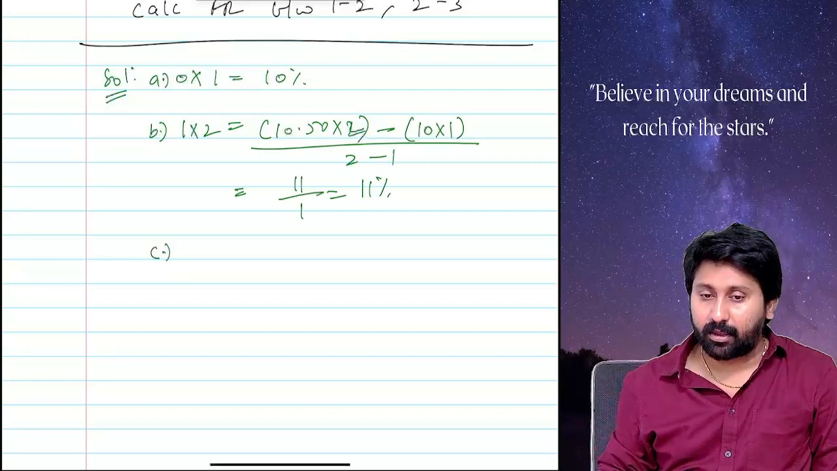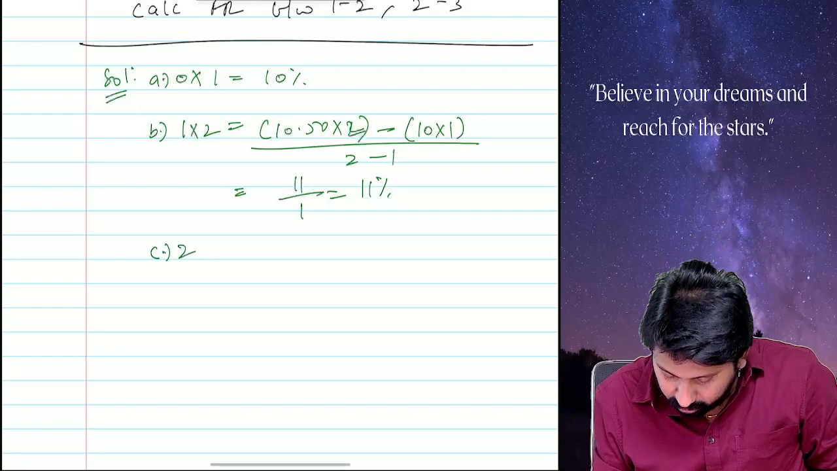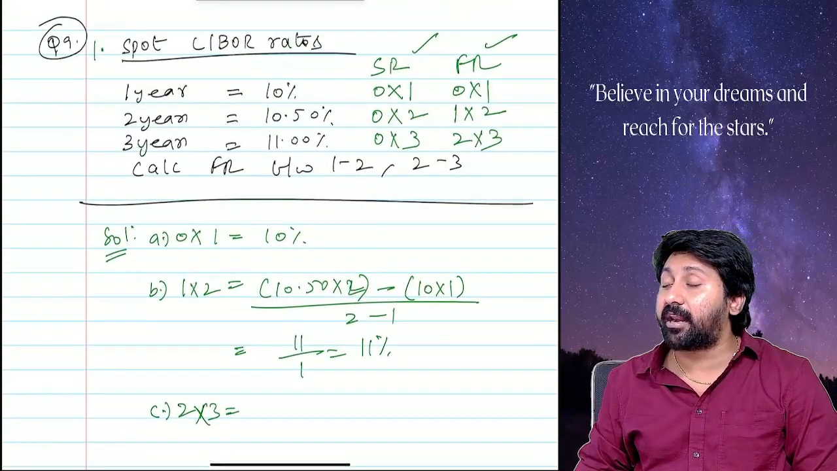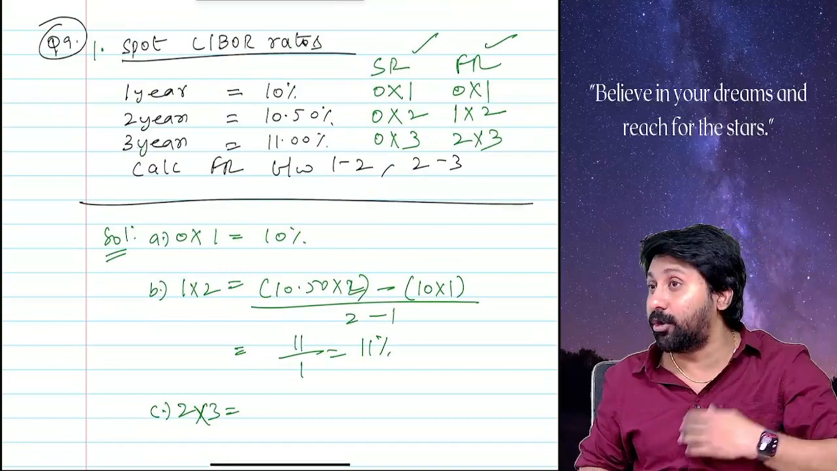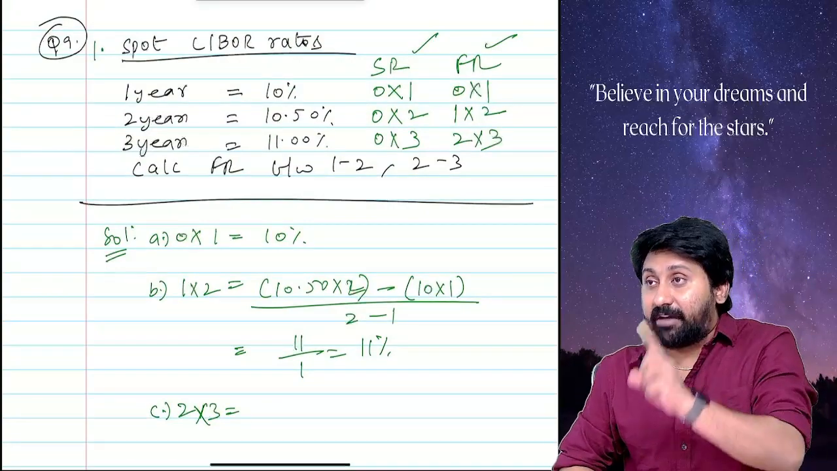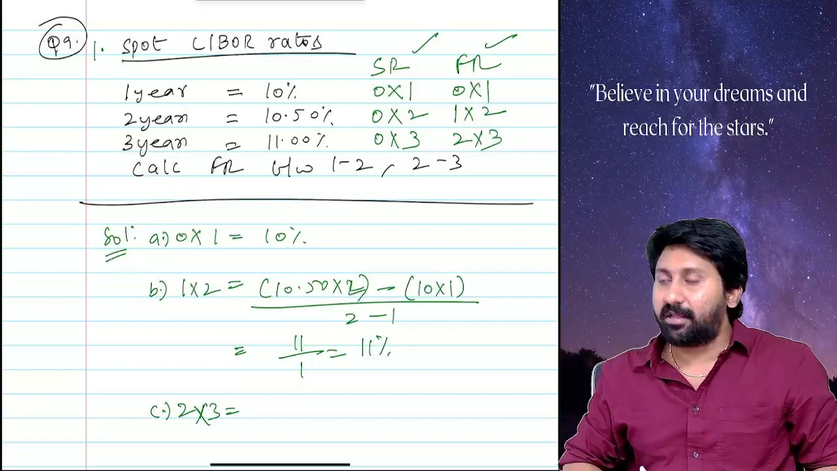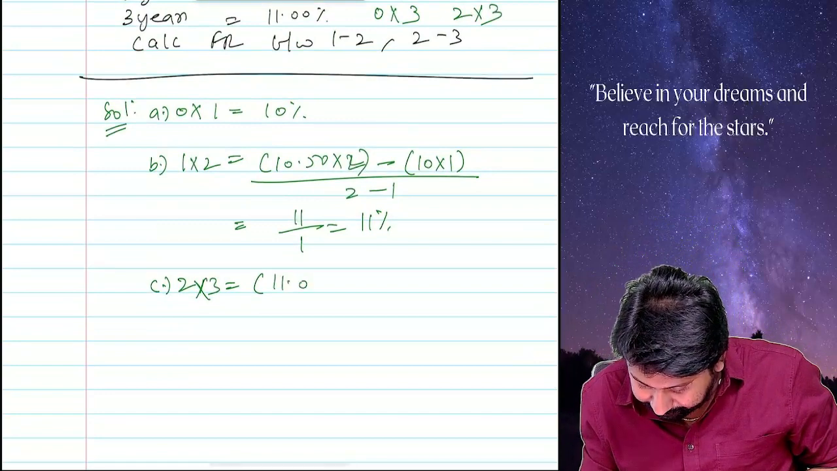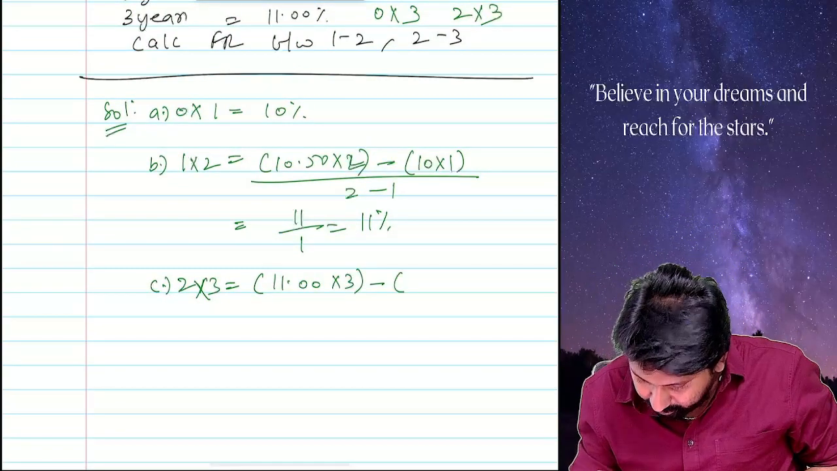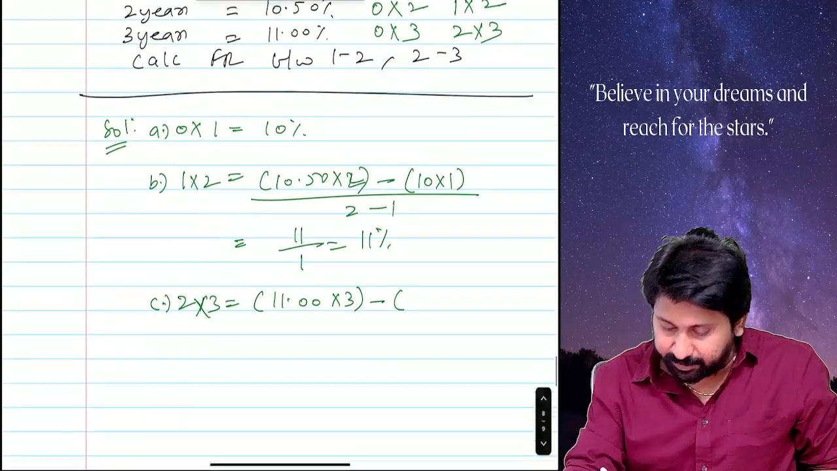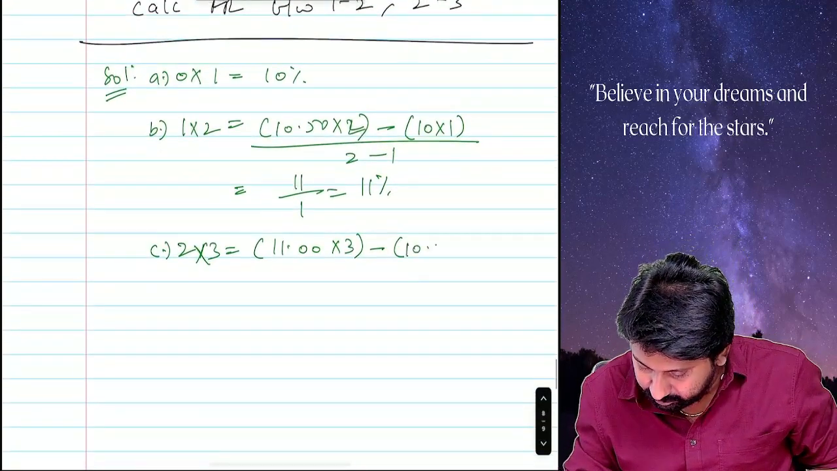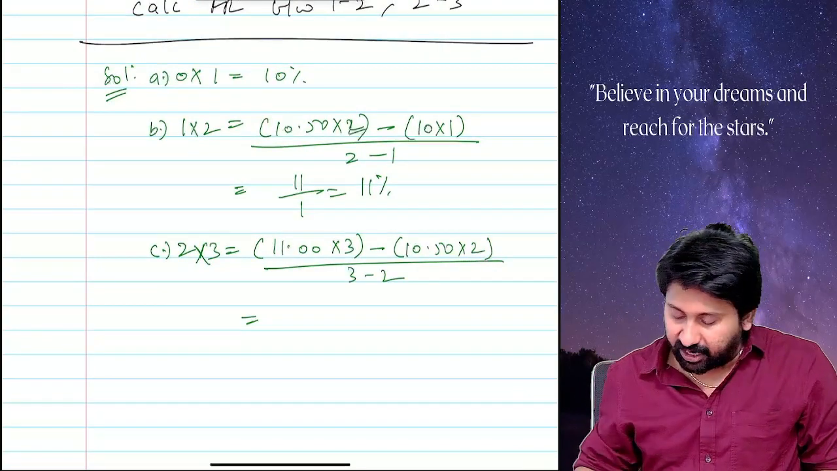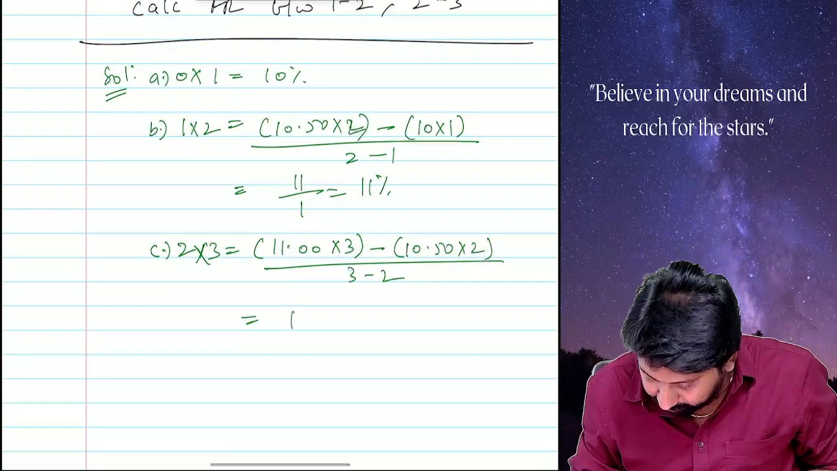Next, I want 2 to 3. Tell me, how to interpret? Market requires how much return for the 3 year loan? 11% for 1 year, 2 years, 3 years, the average of all 3. All 3 years on average they are expecting how much? 11. How much are they expecting for the 2 years? 10.5. So 33 minus 21. How much? 12.